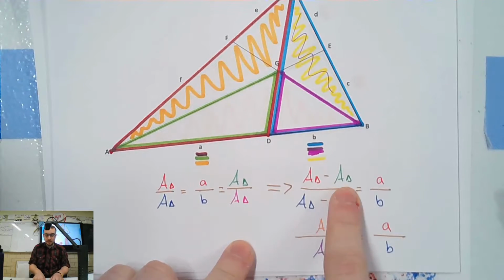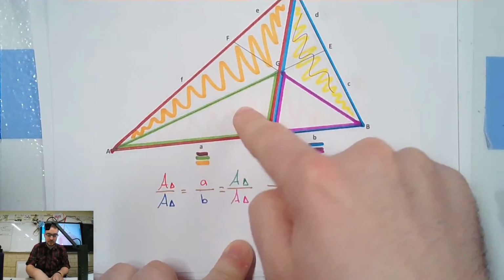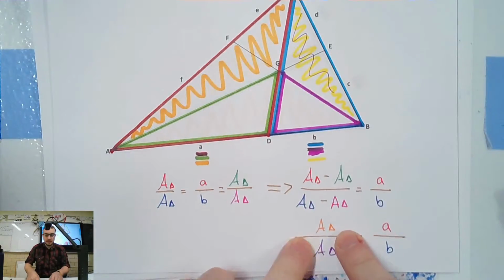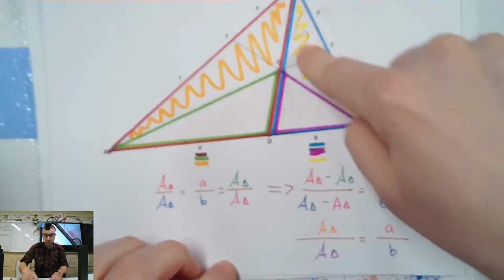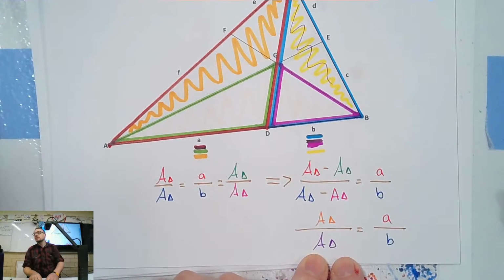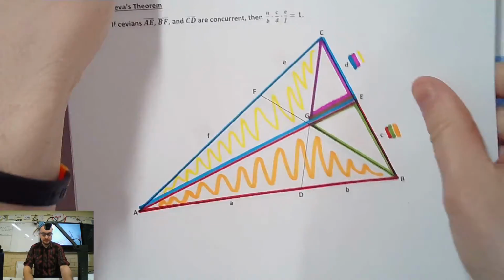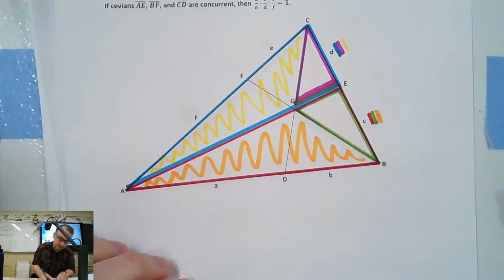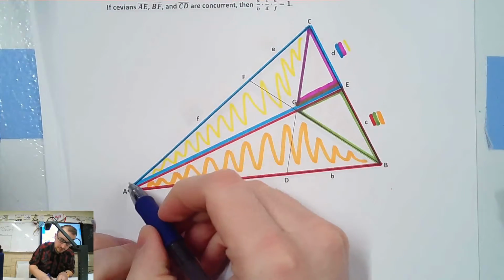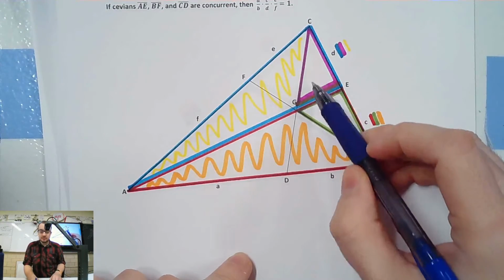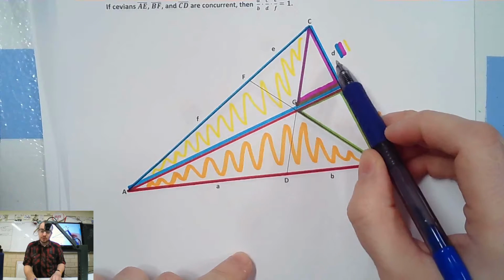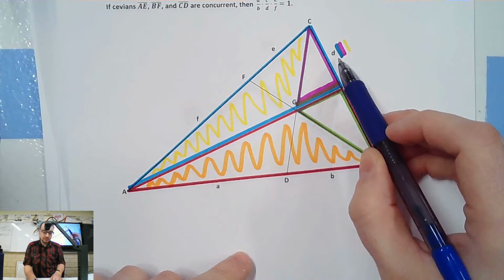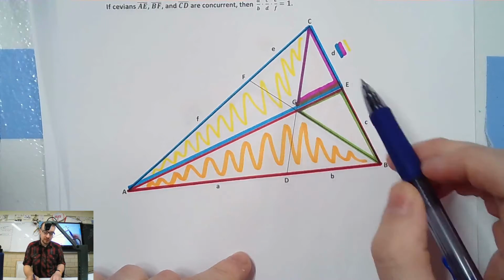Well, what is red minus green? Red minus green is this triangle, the orange triangle. And then blue minus pink is this yellow triangle, which I did purple because I don't have a yellow pen, sorry. Cool? Same thing here. Area of the blue triangle, which is this, minus area of the pink triangle, right? Those should both be proportional to D over C, right?